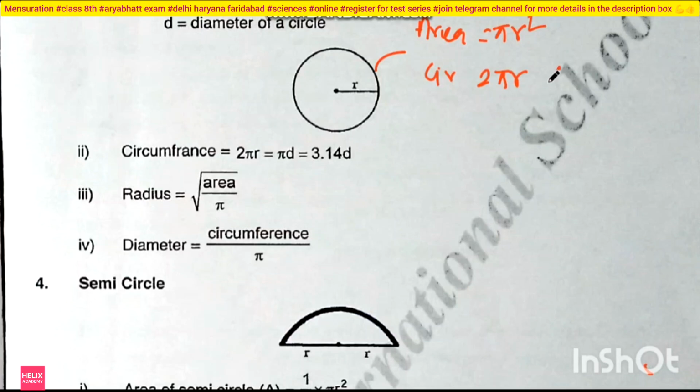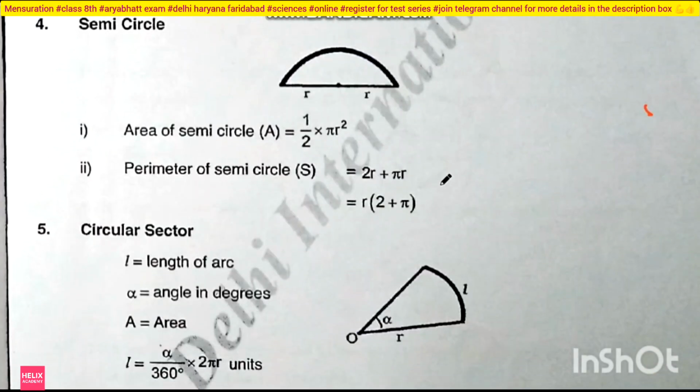Or you can say 2r is equal to d, so it will be pi into d. Now similarly, semicircle. A semicircle is half of the circle, so everything is going to be halved. So write semicircle and circle both the sides.